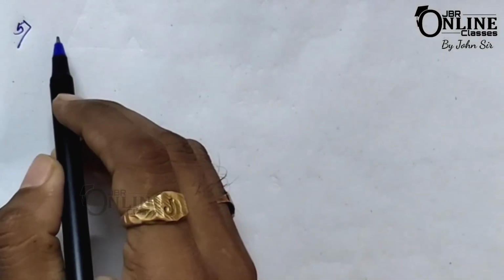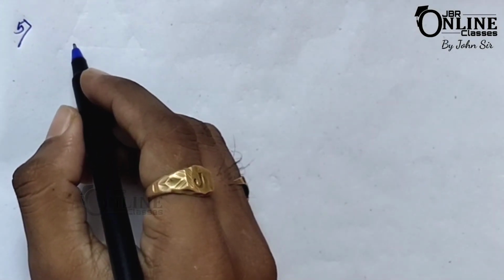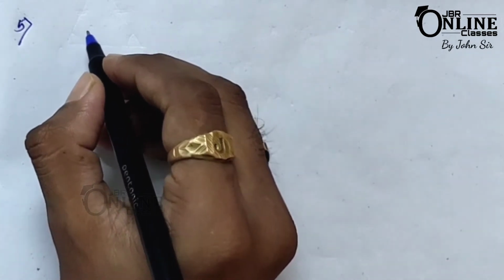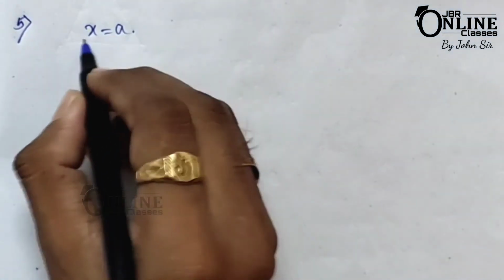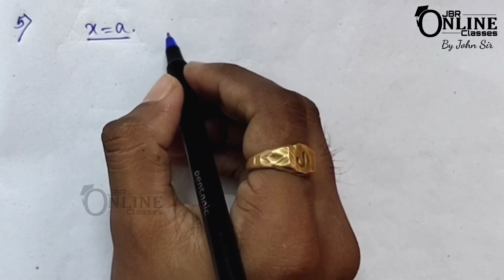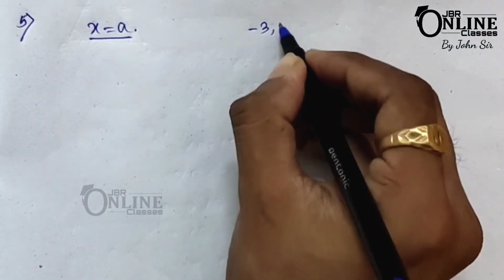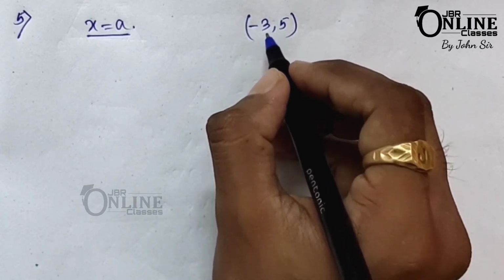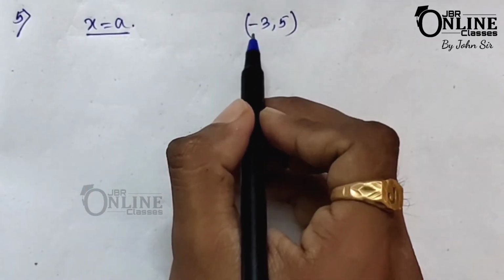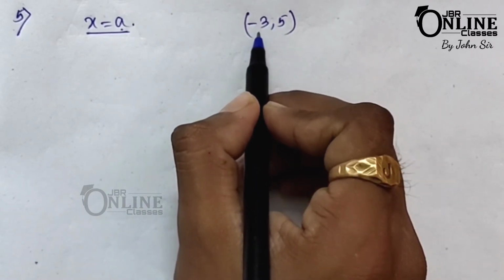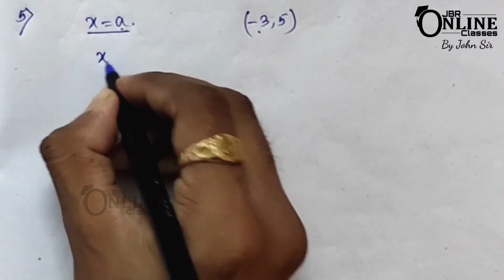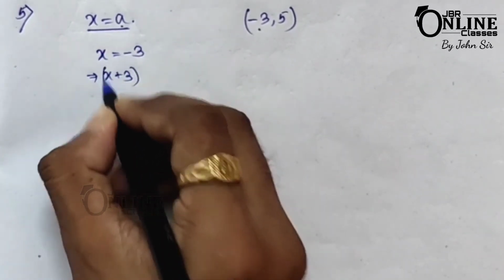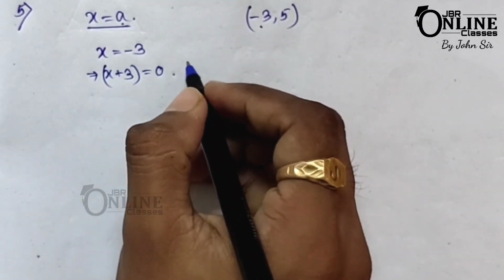Now sum number 5. Find the equation of a straight line parallel to the y-axis, again parallel to the y-axis, that means x equal to a. That is the general form. It passes through the point minus 3, 5, so the value of a equals minus 3. So x equal to minus 3, that means x plus 3 equal to 0. That is the solution.